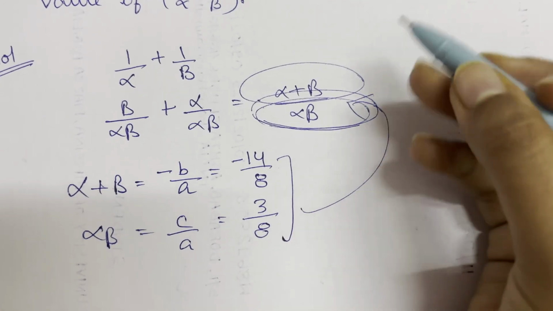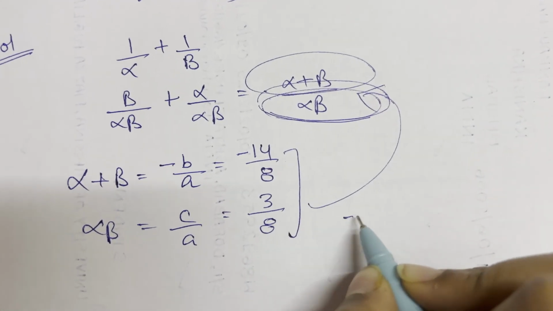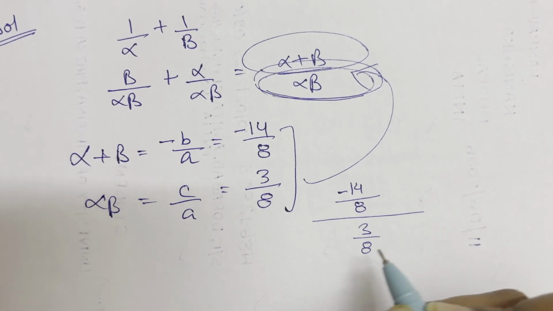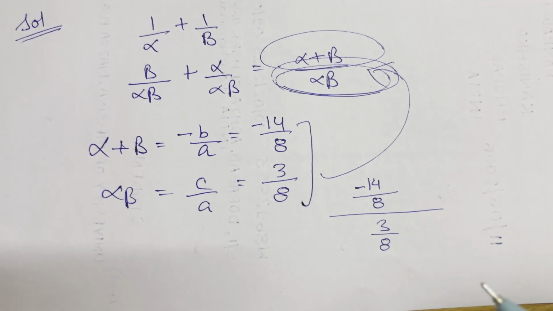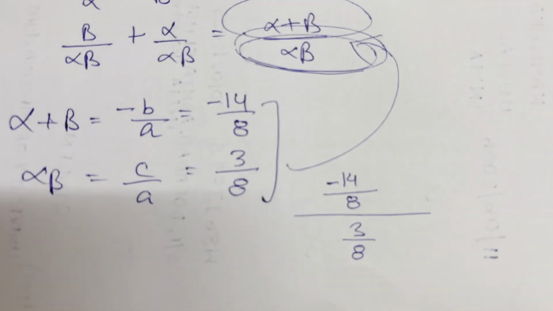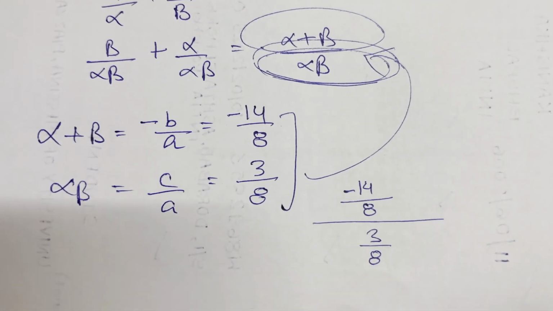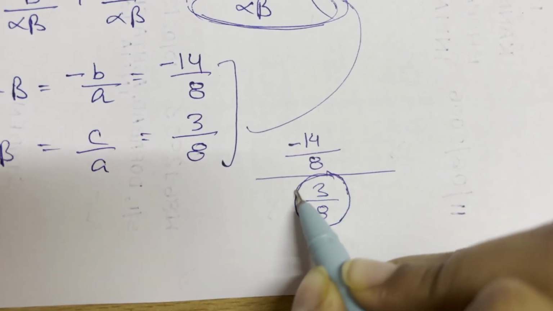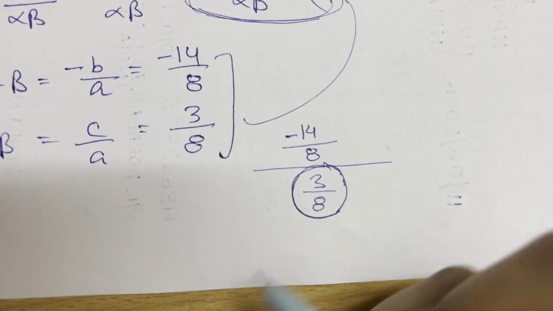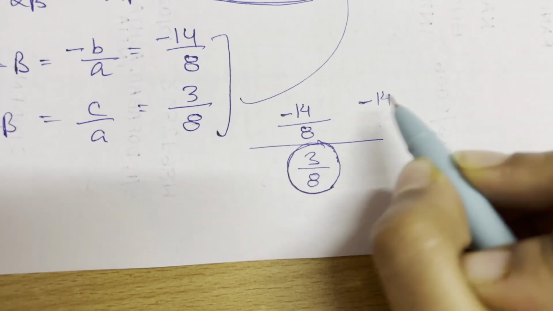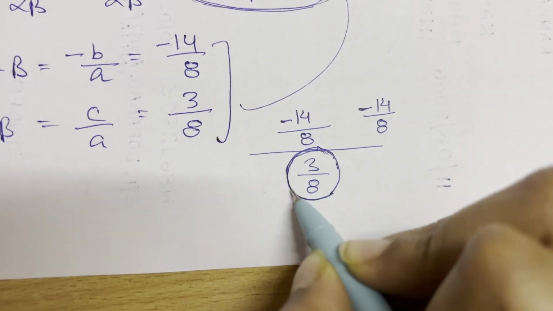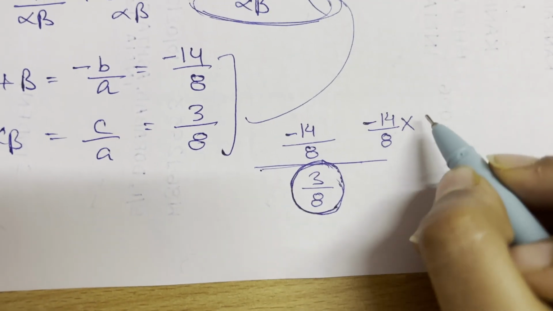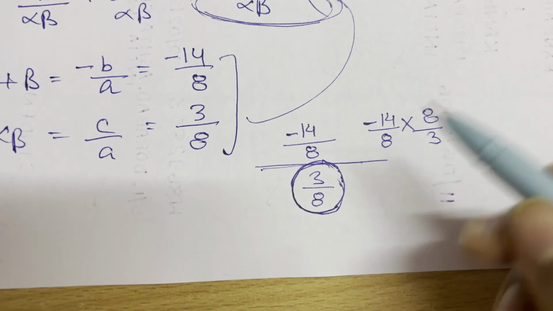So what we'll get: alpha plus beta is minus 14 by 8 upon 3 by 8. In any kind of question, equation or problem, you may find this double fraction. So what's the method to solve it? You have to take the reciprocal of the denominator fraction. I write the numerator as it is, and the reciprocal of the denominator, and multiply, as the opposite of division is multiplication.